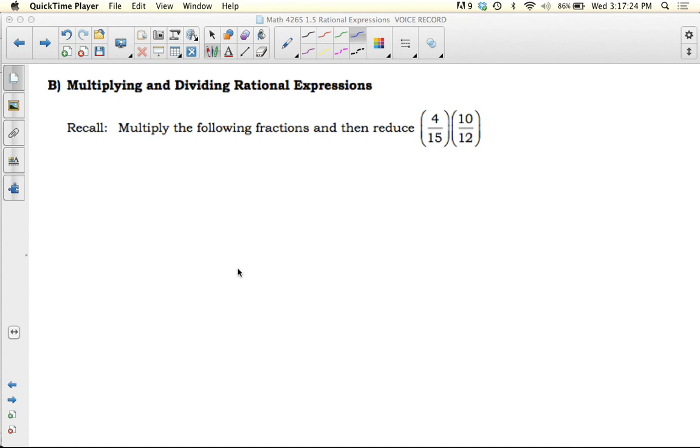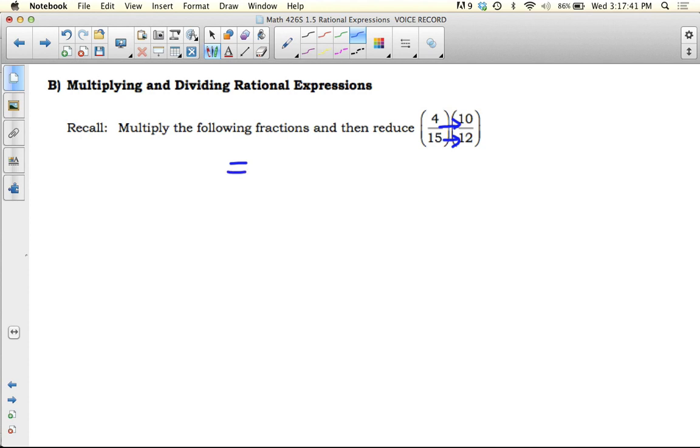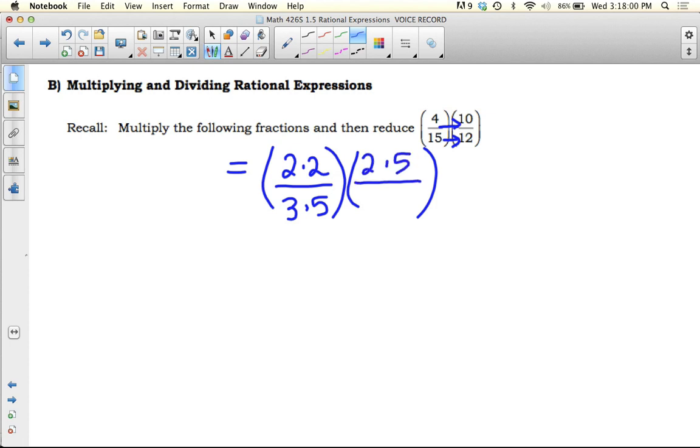I know you know how to multiply fractions. You're just multiplying straight across the top and straight across the bottom. What I'm going to show you is a way to do this with just simplifying the factors. So if we factor these two fractions first, I'm going to start with the 4. So 4 would become 2 times 2, and 15 would become 3 times 5. Okay, so I've just factored the first fraction there, and then 10 over 12 is going to factor to 2 times 5, and 12, which is 3 times 4, or in other words, 3 times 2 times 2.